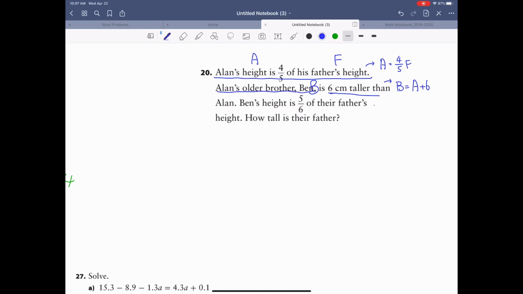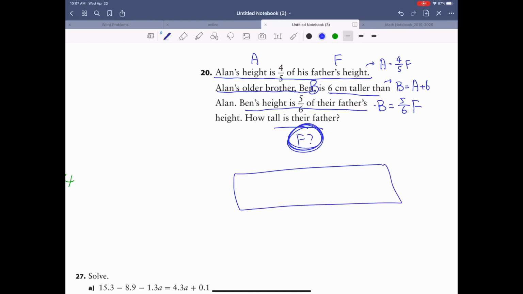Ben's height, which is B, equals 5/6 of their father's. How tall is their father? You want to solve for F, okay? When you want to solve for F, you want to make sure your whole final equation has only F in it, so you can solve for F. But you have A and B, so can you substitute A and B by F? Of course you can, okay?